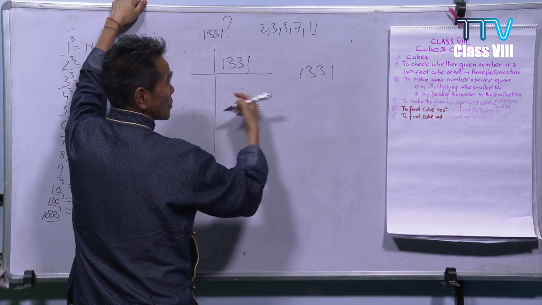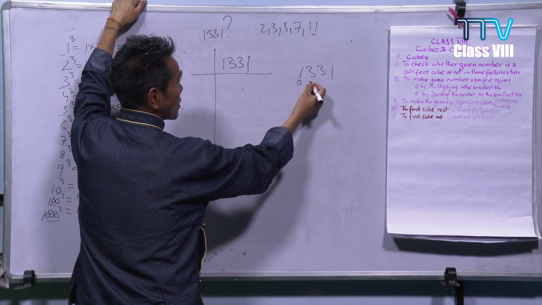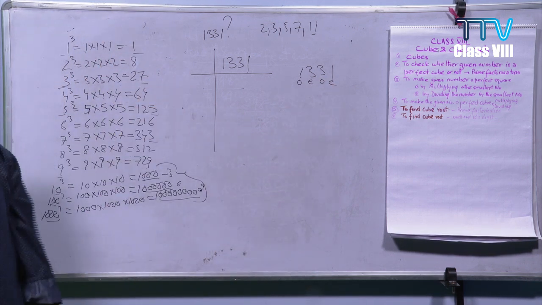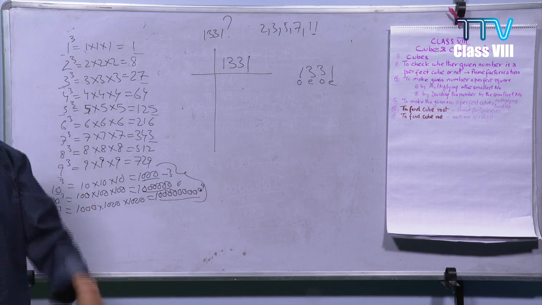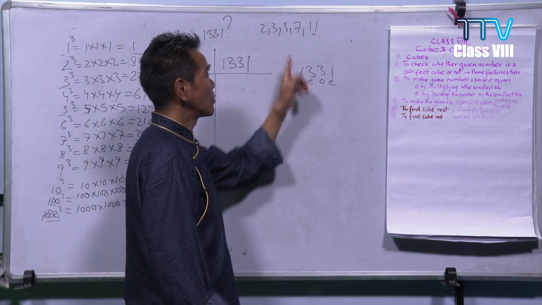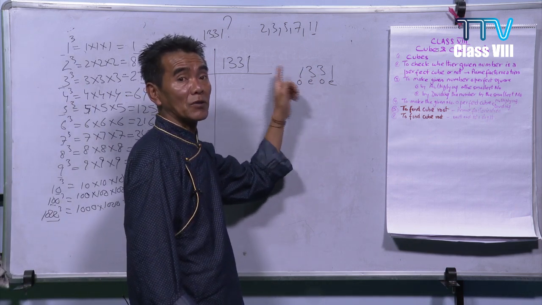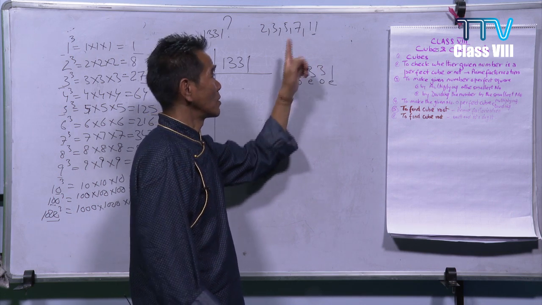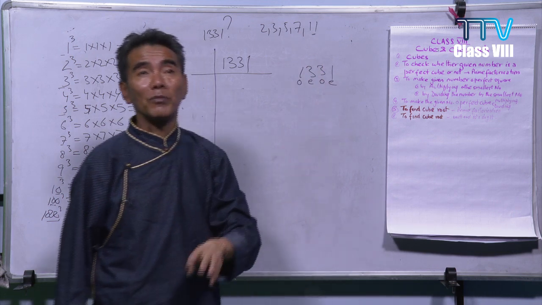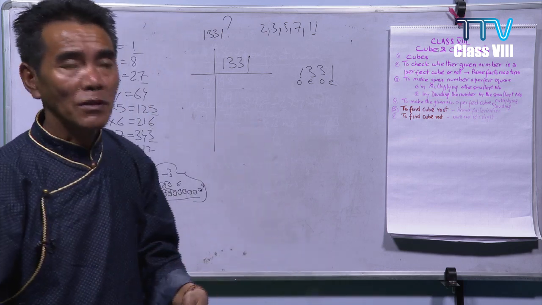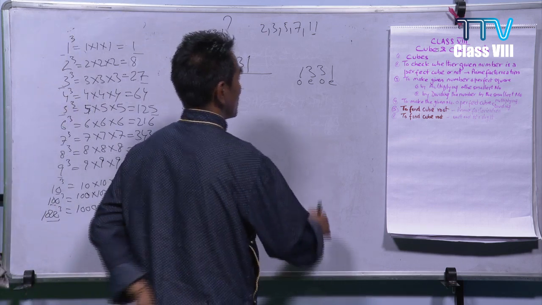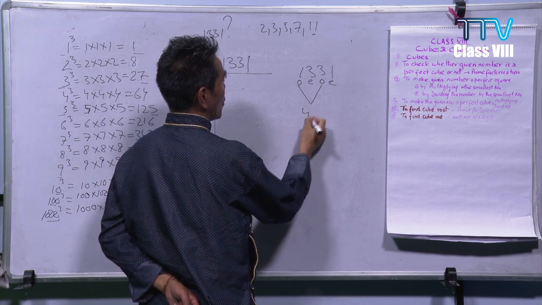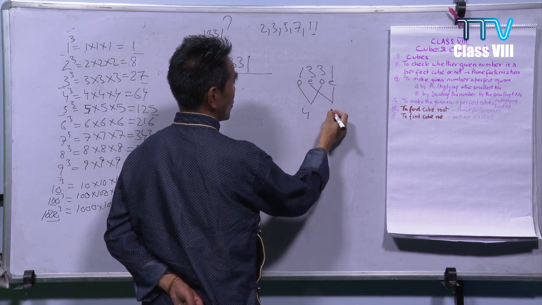Odd, even, odd, even placement. The first number is odd, then even, then odd, then even. Add these even-place digits and you get 4, and add these odd-place digits and you get 4.